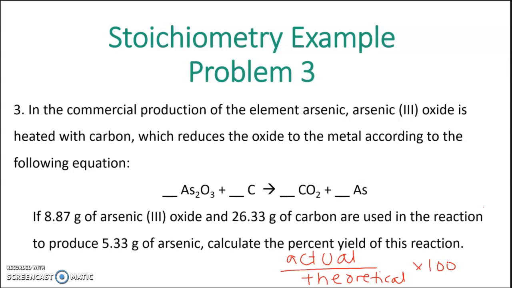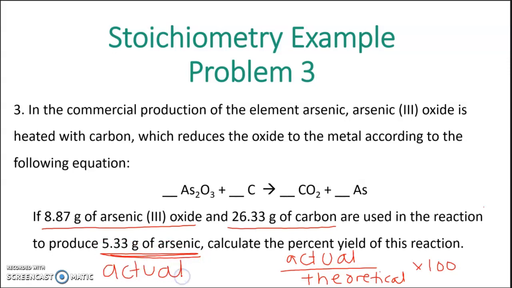Looking at this problem, we've got an amount of reactant and another amount of reactant, and it says it makes that much product. That is my actual yield. Actual yield, unless you're doing a lab, has to be given to you, because you didn't do a lab. That is how much product was made. That's not necessarily my theoretical yield, which is how much I should have made. Theoretical yield comes from stoichiometry. Actual yield is what you do in a lab, or if it's a word problem, it has to be given.